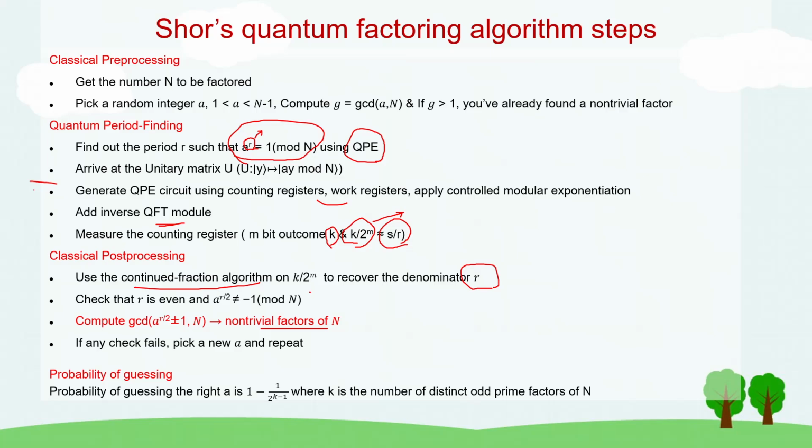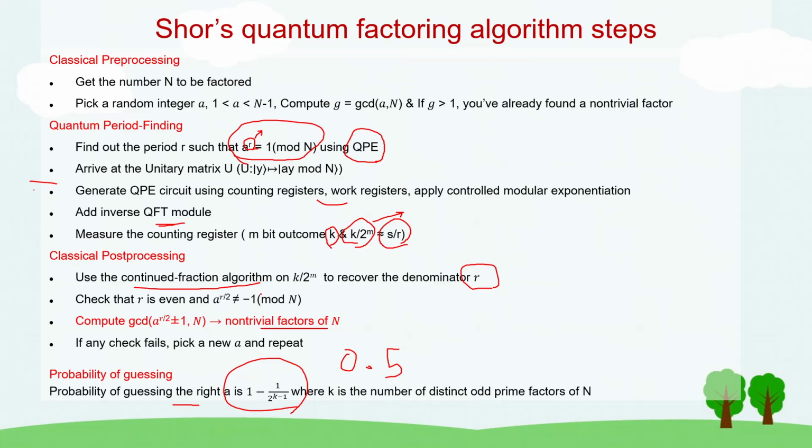Then you may ask, how many times? It's like there also we guessed x, here also you have to guess. But Shor has also given how many times you need to guess. The probability of guessing the right a is given by this expression, where k is the number of distinct odd prime factors. In this case k is 2, so it is 1 minus 1 by 2 to the power of 2 minus 1. This is nothing but 0.5, which means even if you guess two numbers, there is a probability of getting the right one. So you don't really have to guess too many a's.